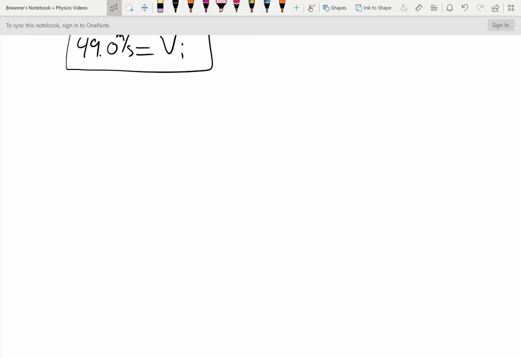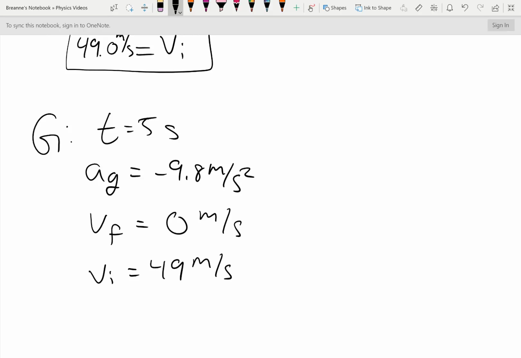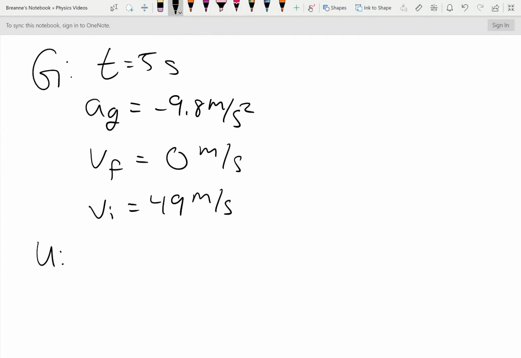So now it's asking what is the max height she can throw it at. What is max height? So let's look at our givens again. So we have time, it's 5 seconds. We have acceleration, negative 9.8. We know that our final velocity is 0, but now we just figured out our initial velocity is 49 meters per second. So we gained another given. And our unknown is we're looking for our max height.